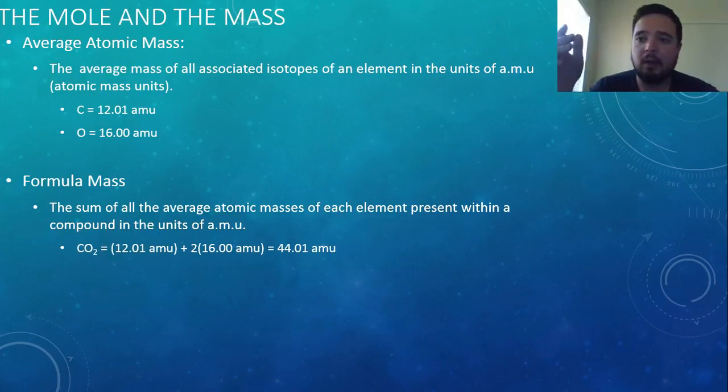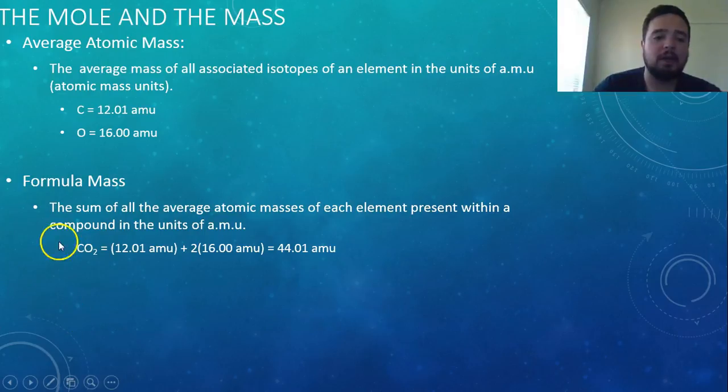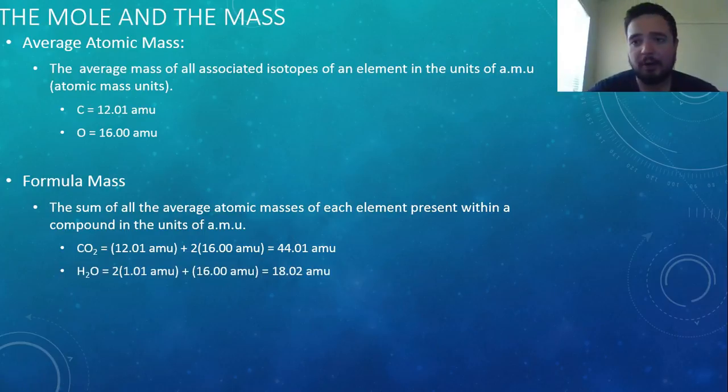If I look at CO2, I have one carbon and two oxygens. The way I would calculate its formula mass is 1 times 12.01 AMUs, which is the average atomic mass for carbon. Since I have two oxygens, I take 2 times its average atomic mass, and I add them together, so CO2 has a formula mass of 44.01 AMUs. Same thing with water. Water is 2 hydrogens, where hydrogen is 1.01 AMUs, plus an oxygen, which is 16, and you get 18.02.